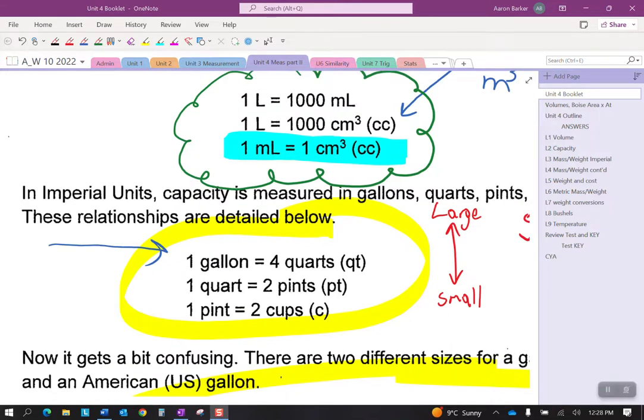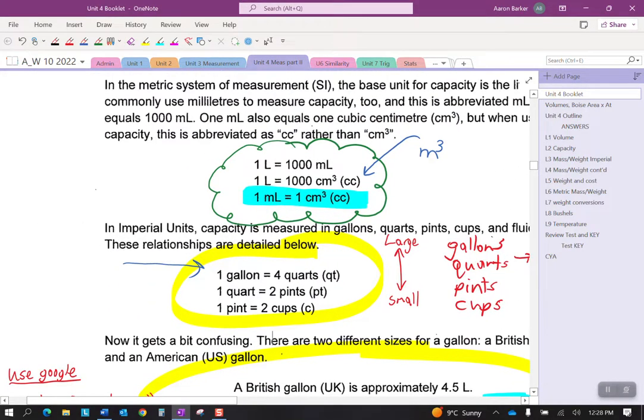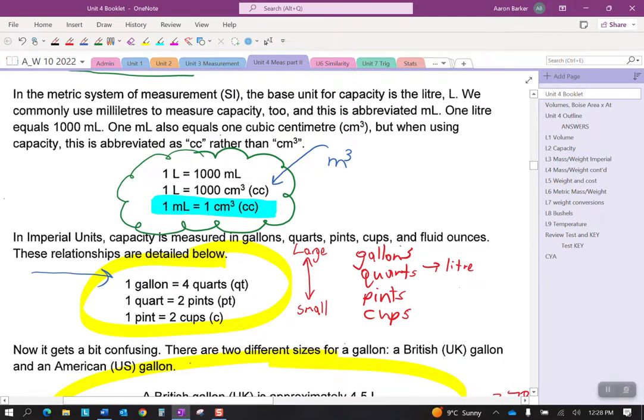Okay, I hope you did some beautiful artwork, made it stand out a little bit. Now this is where it gets a little bit confusing, is there's two of the same. So for the gallon, there's two different gallons. We have the British gallon or UK gallon, and usually we have UK in brackets. And then we have the American gallon or the US gallon.